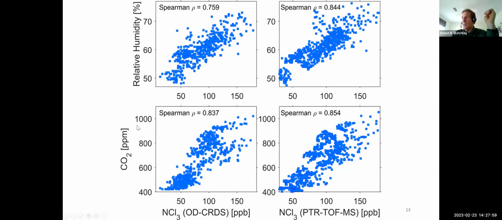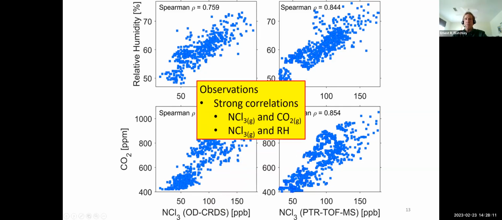And likewise, what we observe in these bottom two graphs is that the conditions that promote transfer of carbon dioxide are the same as the conditions that promote the transfer of trichloramine. In other words, what we observe are strong correlations between gas phase trichloramine and gas phase CO2. That supports the use of CO2 as this proxy that I mentioned before. We also see strong correlations between gas phase trichloramine and relative humidity, which suggests that it might be possible to use relative humidity as a proxy as well.